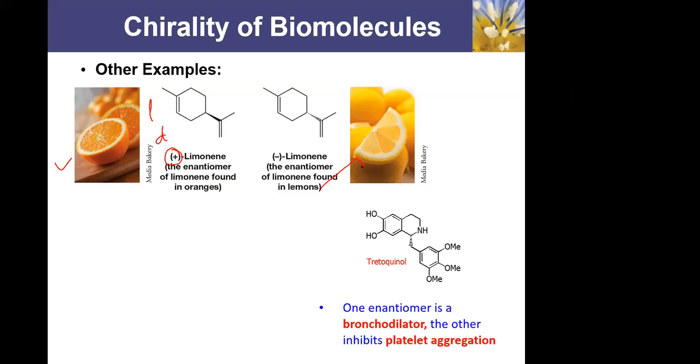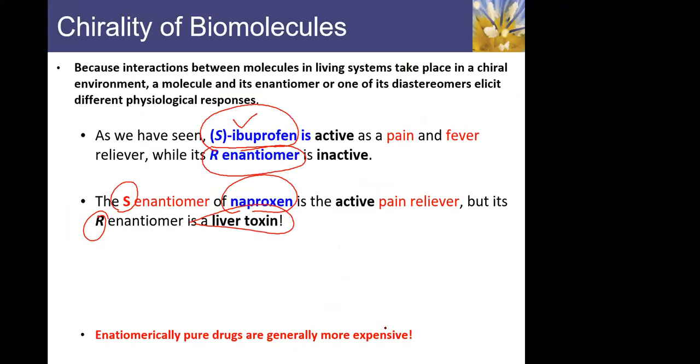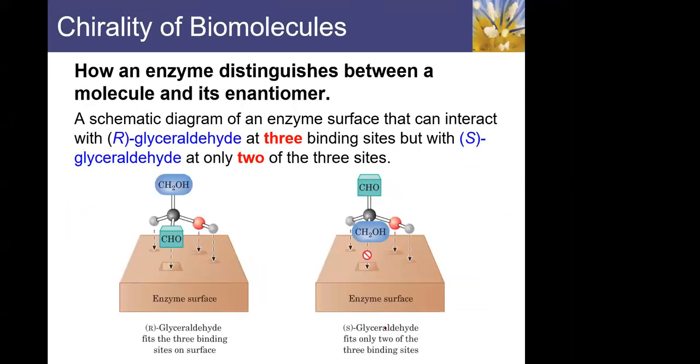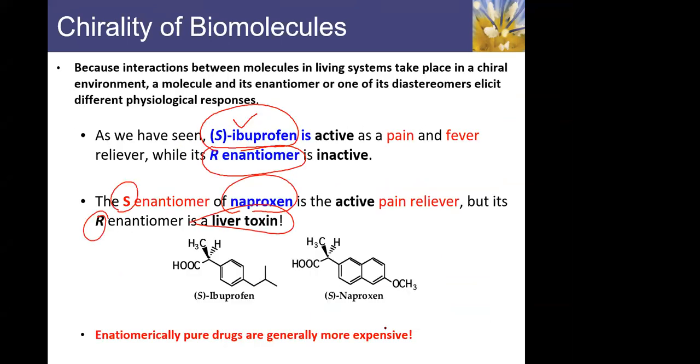Or you have the terbutaline. One enantiomer is a bronchodilator. It opens what? The smooth muscles in the lungs, if somebody has asthma. The other enantiomer inhibits platelet aggregation and prevents heart attacks and strokes. It prevents the clotting of blood, like your aspirin, right? So these were just a few examples which tell us not to treat enantiomers the same. They're basically 2 different things.